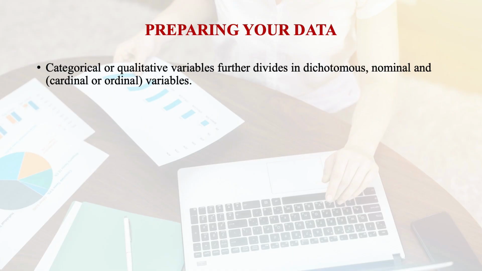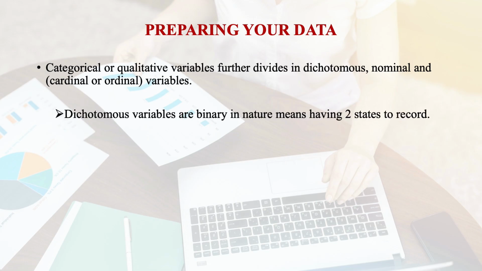The categorical or qualitative variables are further divided into three, that is your dichotomous, nominal, and the cardinal or ordinal variables. The dichotomous variables are actually binary in nature. That means they are having two states to record. That means variables like having the response true or false or yes no. Then you are dealing with the dichotomous variables.